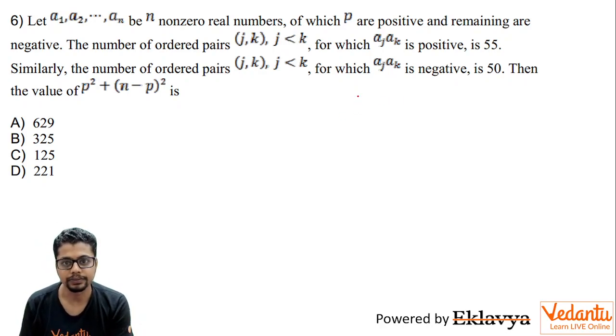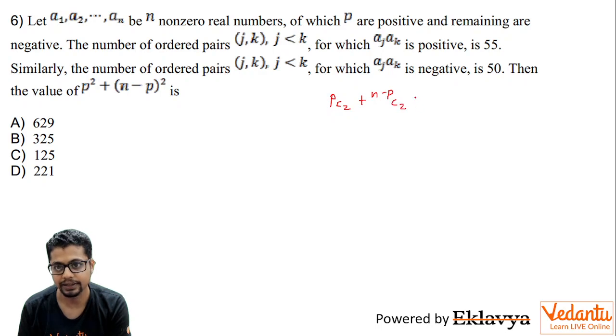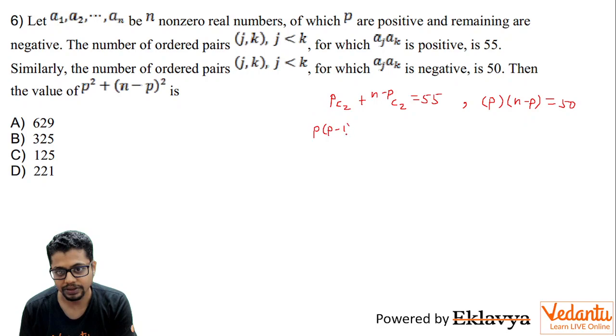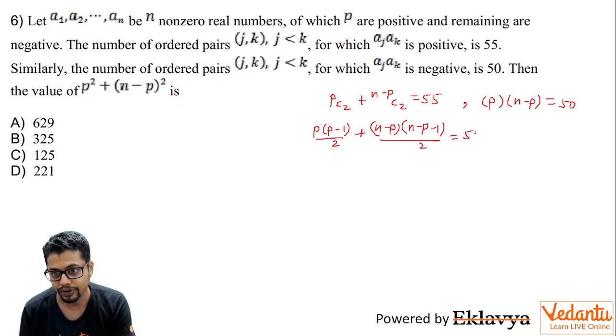So here, the product being positive means both numbers should either be positive or both numbers should be negative, and this is 55. For the product to be negative, one number should be positive and another should be negative. So this is the number of ordered pairs (j, k) where j is less than k such that aj into ak is negative. So here this is p into (p minus 1) by 2 plus (n minus p) times (n minus p minus 1) by 2 equal to 55, where p times (n minus p) is essentially 50.